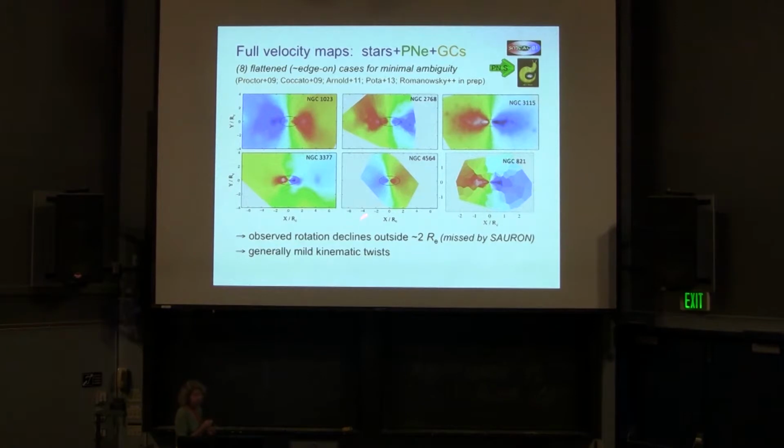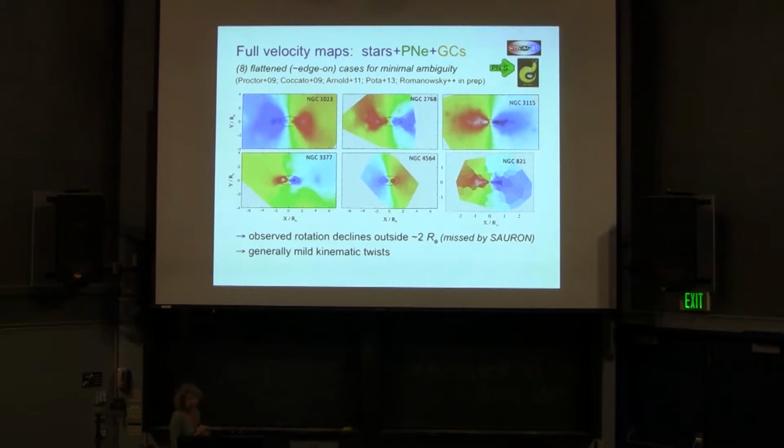They're actually maps made from globular clusters, starlight, planetary nebulae. We include planetary nebulae information where we have them. And we've selected edge-on cases, so flattened, presumptively edge-on galaxies, because this avoids the issues with projection effects, inclination angle, and so on.